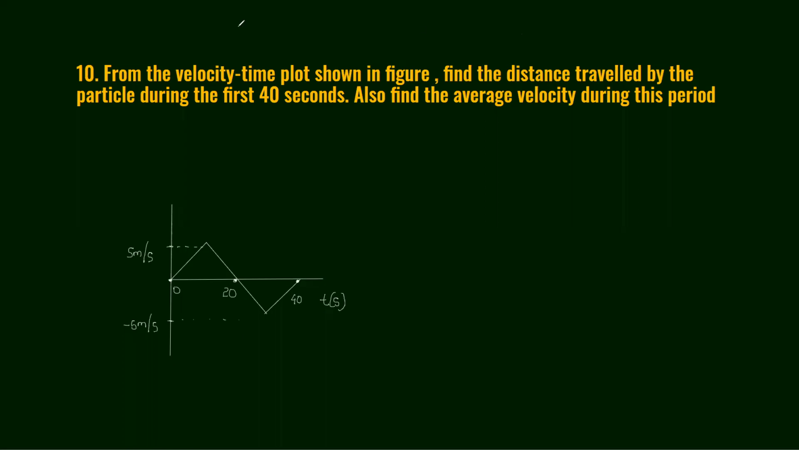So from this velocity time plot shown in the figure, find the distance traveled by the particle during the first 40 seconds. Also find the average velocity during this period. Okay, so this is a velocity time graph.